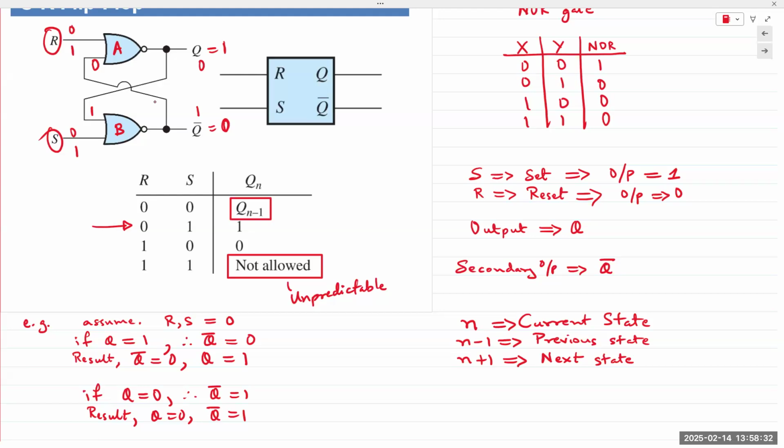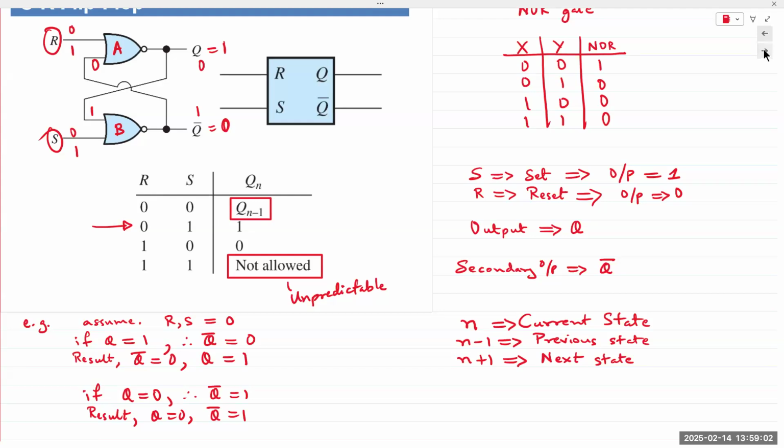Okay. If both inputs to the flip-flop, R and S, are high, meaning equal to 1, then we cannot predict what the output would be. And that's why we call it a state that is not permitted. It's a state that is not allowed. We cannot predict what the output would be. So the system would be designed in a way that that combination of input is not allowed.